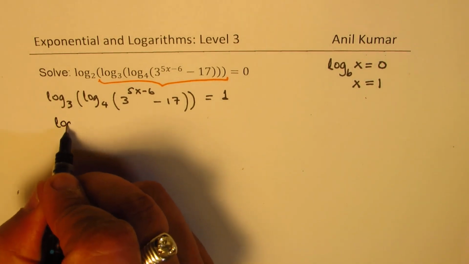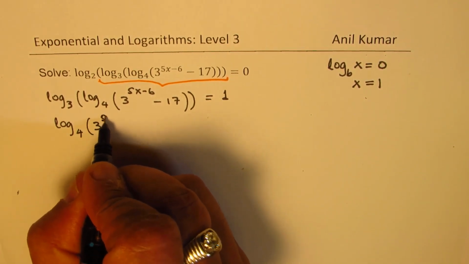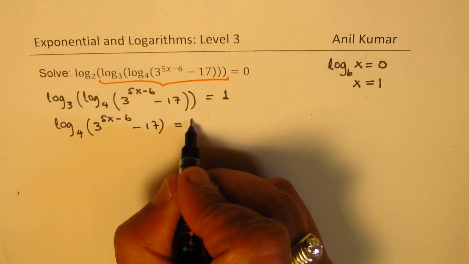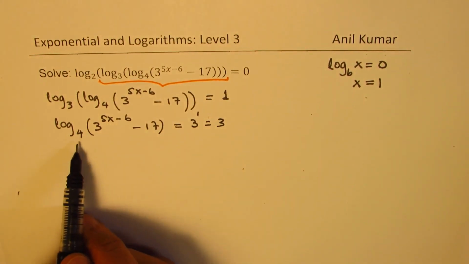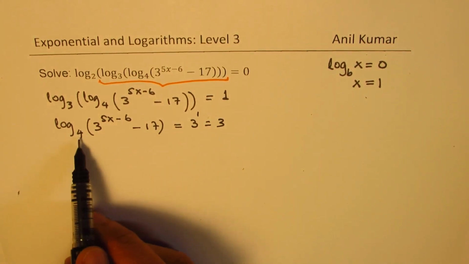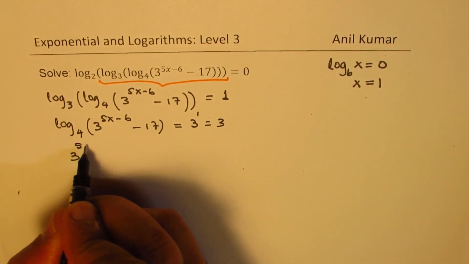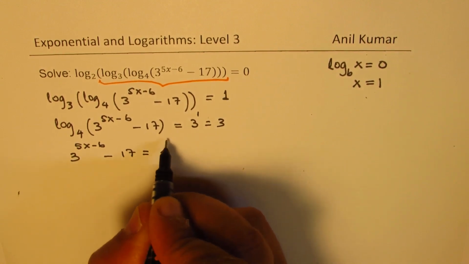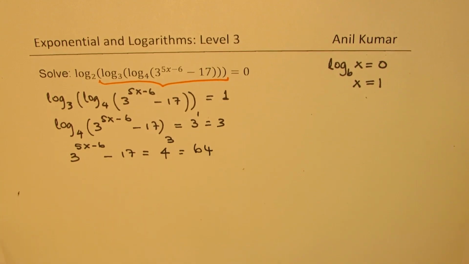So we get now log to the base 4 of 3 to the power of 5x minus 6 minus 17 equals 3 to the power of 1, which is 3, right? Again, we'll use the exponential form, writing this as 4 to the power of 3. So we get 3 to the power of 5x minus 6 minus 17 equals 4 to the power of 3, which is 64, right? 4 times 4 times 4.